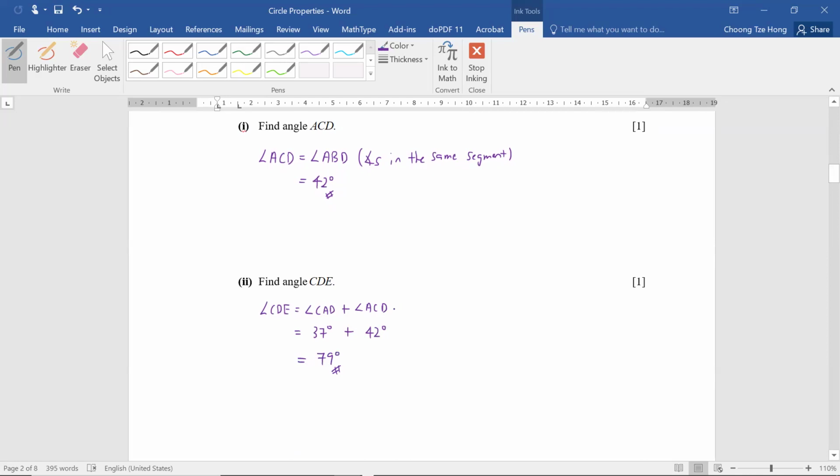The reason you'll write is: exterior angle of triangle equals sum of interior opposite angles. Remember, the reasoning you always write in the working step, not at the final answer step, because the working step is what we want you to explain. Why do you show that working in the first place? So this is the solution for this question.